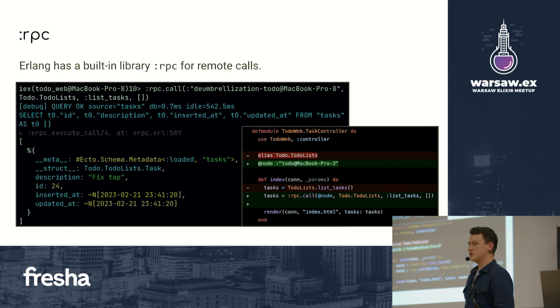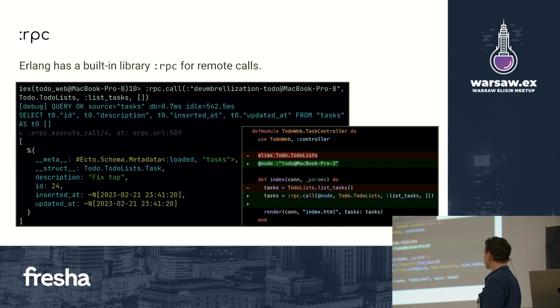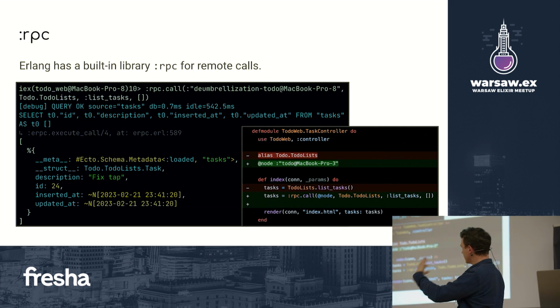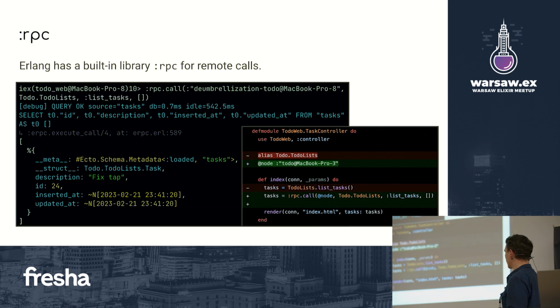You can use RPC call, pass the full name of a node, and then three other arguments: module, then a name of function, and a list of arguments. This will be run on the other node, and on this node we'll get a result of this invocation on this local node.